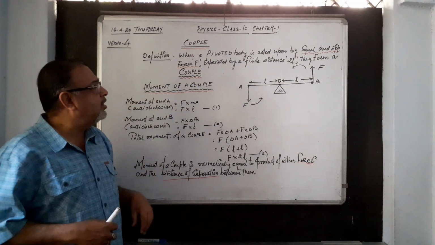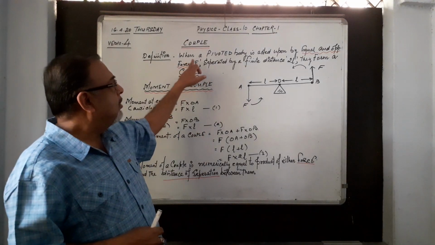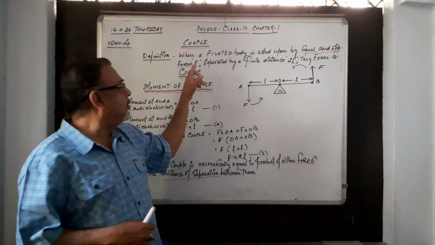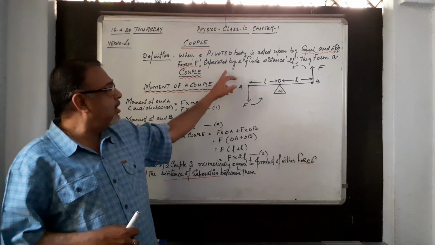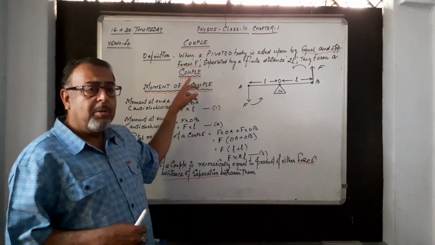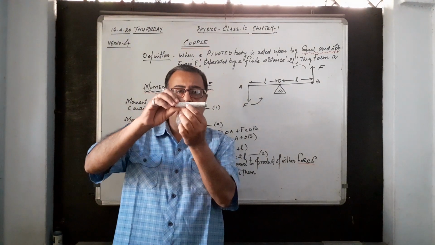By definition, whenever a pivoted body is acted upon by equal and opposite forces separated by a finite distance, then they form a couple. Try to look over here.